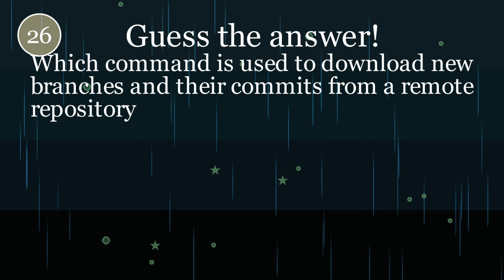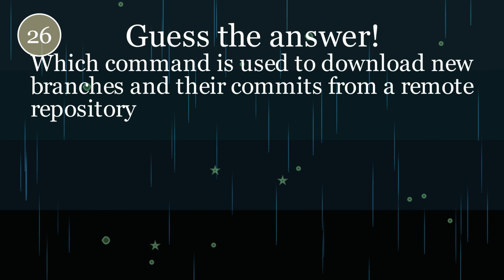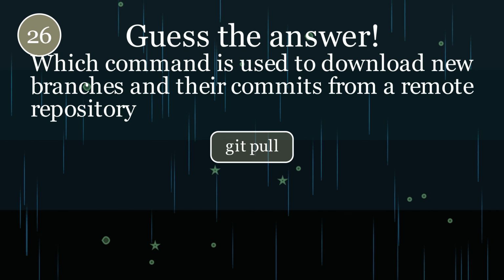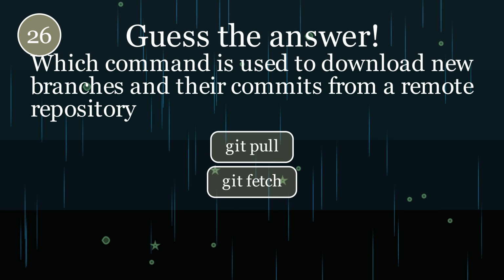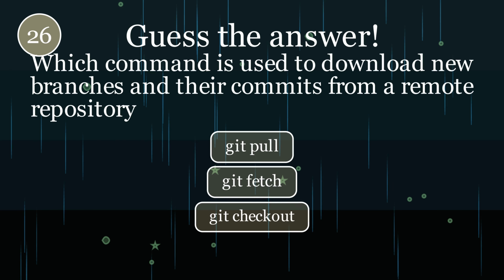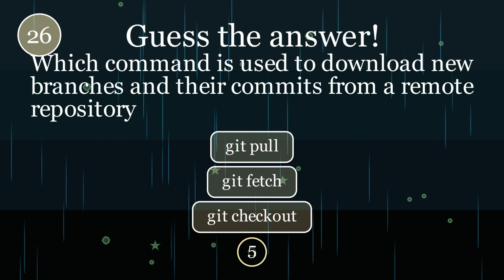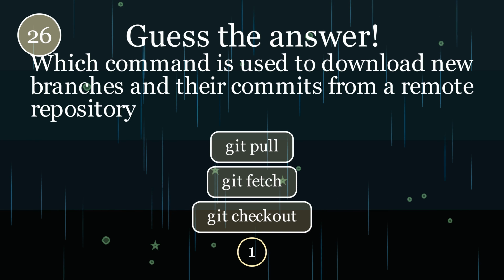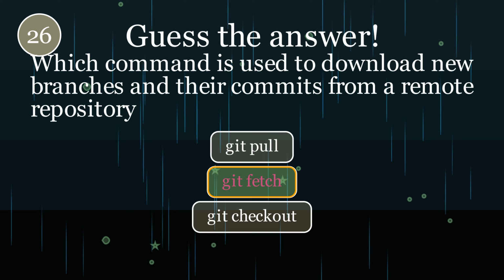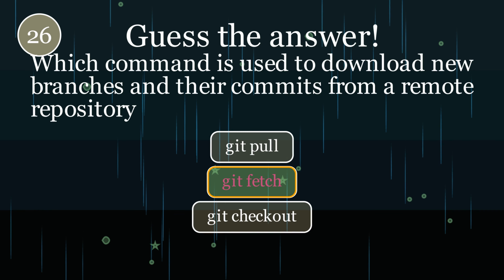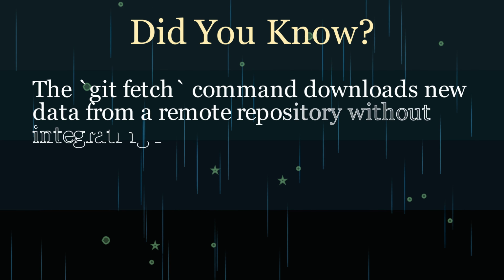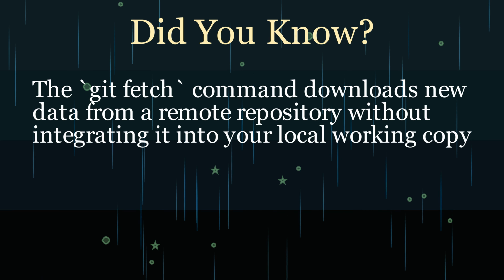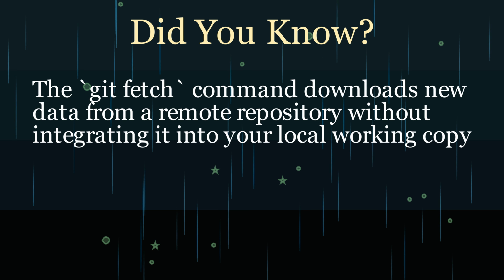Which command is used to download new branches and their commits from a remote repository? Git pull, Git fetch, Git checkout. The correct answer is Git fetch. Let's learn something new. The Git fetch command downloads new data from a remote repository without integrating it into your local working copy.